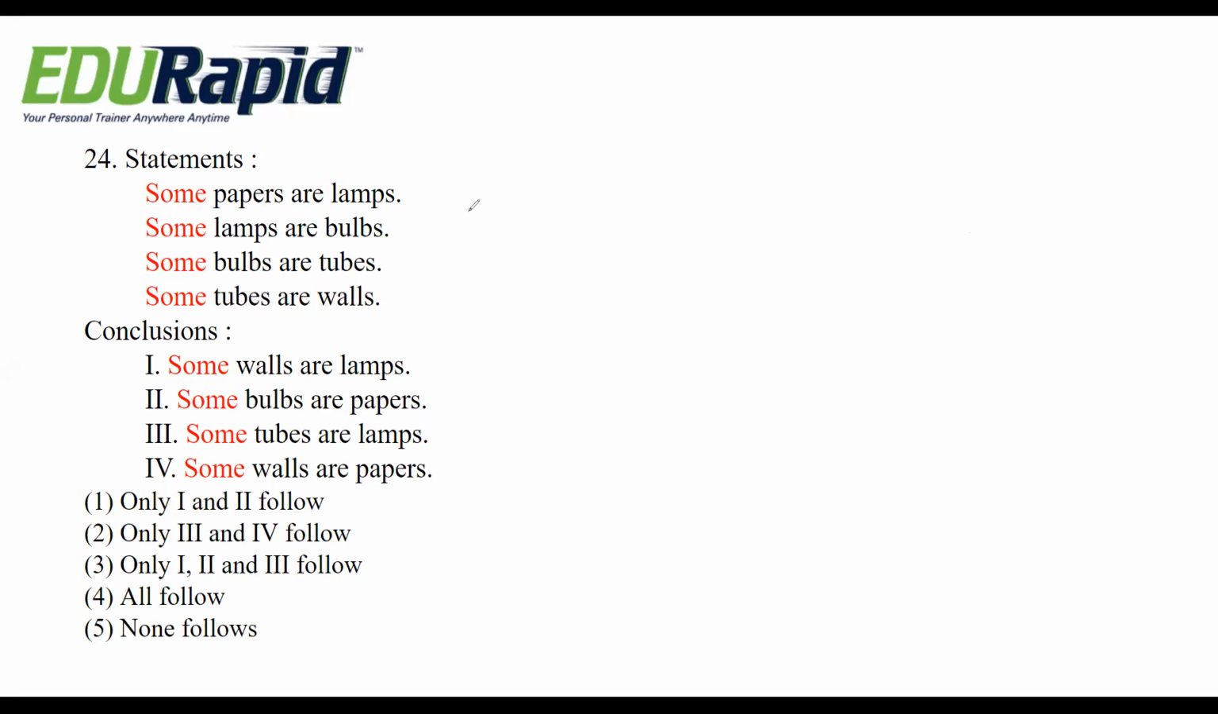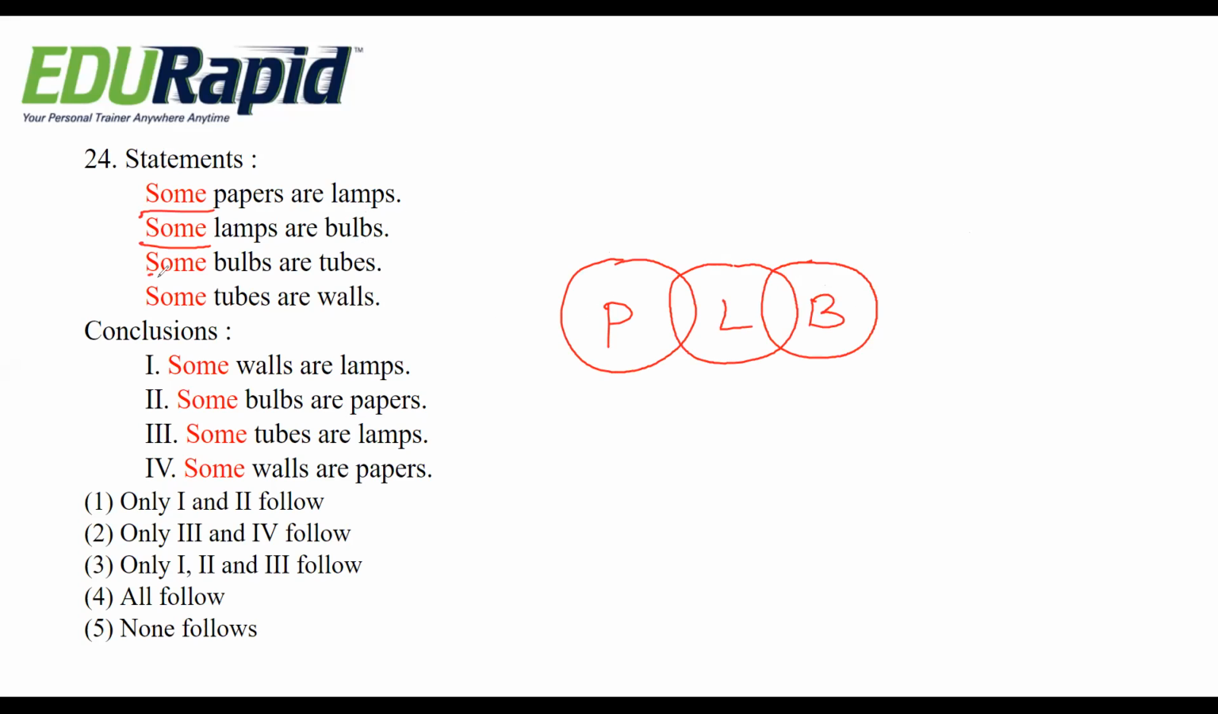Here all the statements and conclusions are some. Only some is given. Some papers are lamps. Some lamps are bulbs. Some bulbs are tubes. Some tubes are walls. Conclusion: some walls are lamps.